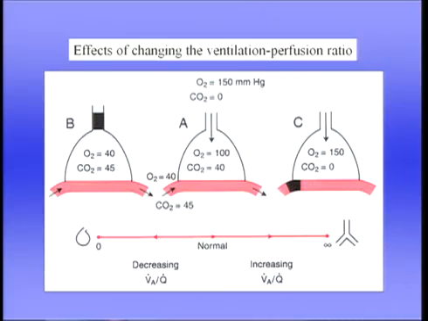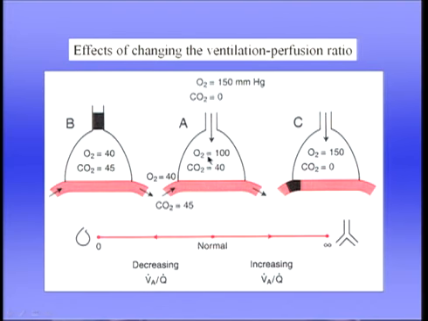Now let's look in some detail at what happens if we change the ventilation perfusion ratio of a lung unit. And this image looks pretty daunting at first, but it's not really. We can go through it slowly, and you'll soon see that it all makes good sense. First of all, look at this first lung unit here, marked A. This is a lung unit with a normal ventilation perfusion ratio. Now, of course, we know that the inspired PO2 is 150. The PCO2 in the inspired air is so small that we can neglect it.